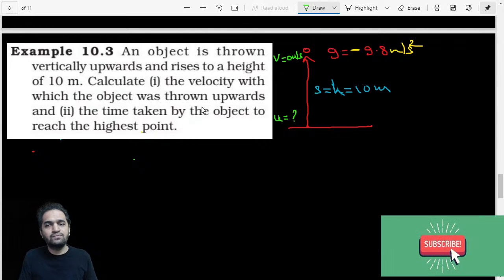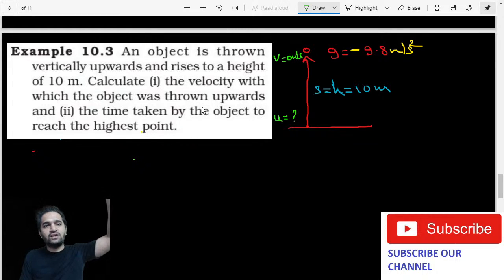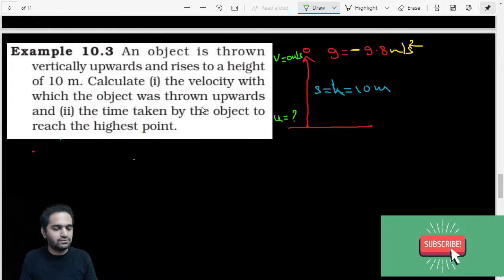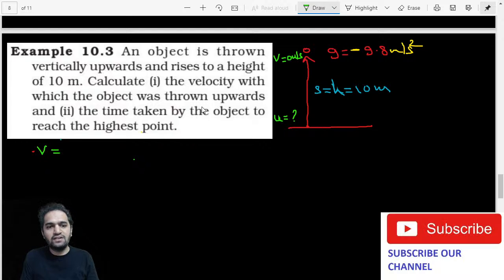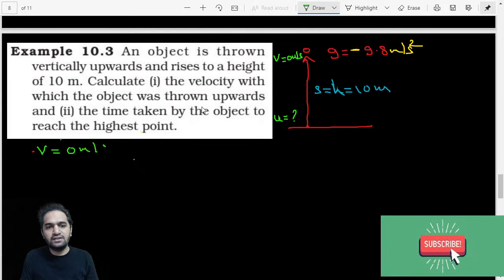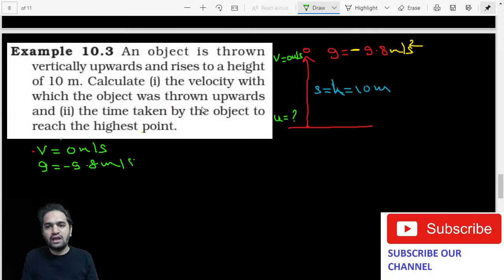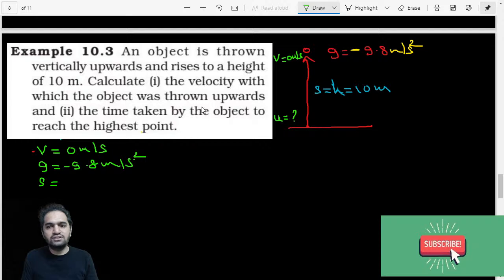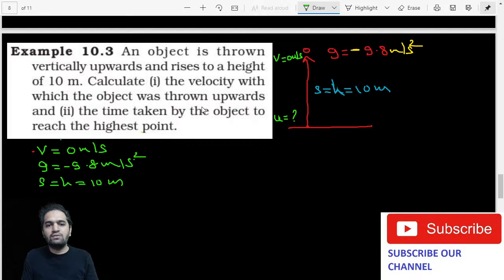Are you understanding this? Why are we saying final velocity is 0 meter per second? Because the object is going to stop somewhere, no? And then again it is going to drop down. So the final velocity is very much 0 meter per second. g value is minus 9.8 meter per second square, and s is equal to h is equal to 10 meters. Now let us try to solve.